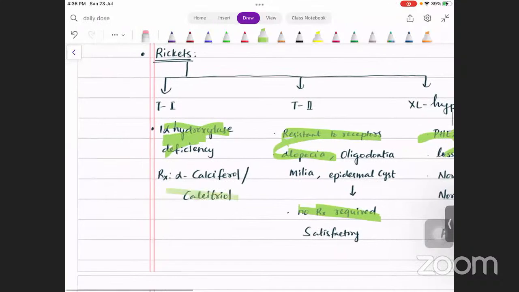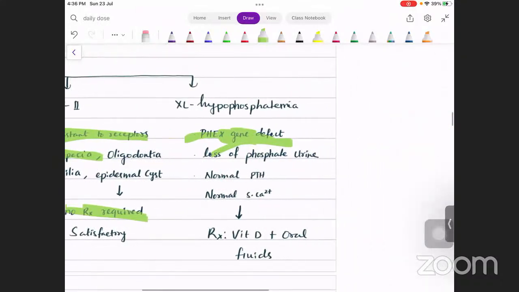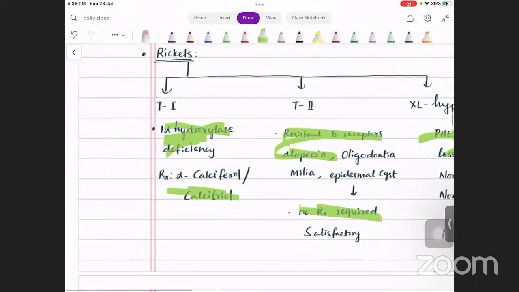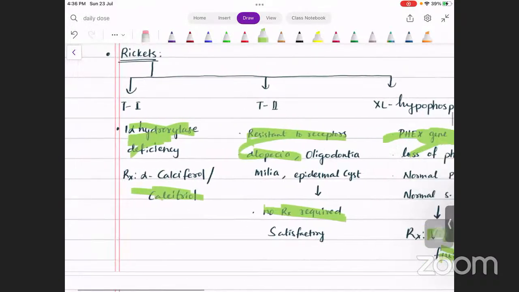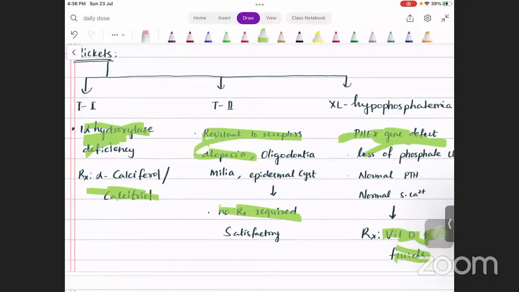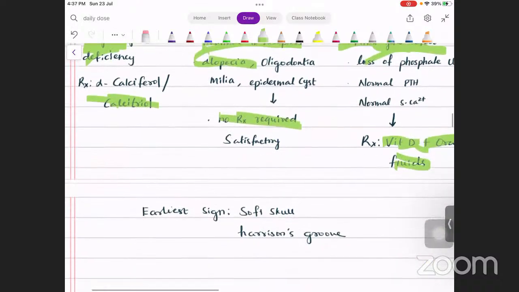For type 1, you have to give calcitriol directly, 1,25 dihydroxycholecalciferol. For X-linked hypophosphatemic rickets, you have to give vitamin D along with oral fluids. So type 1 is a 1-alpha hydroxylase renal defect, type 2 is an end organ receptor defect, and X-linked hypophosphatemic is a PEX gene defect. The mechanism is very, very important; they may give it as a clue. You have to remember that.